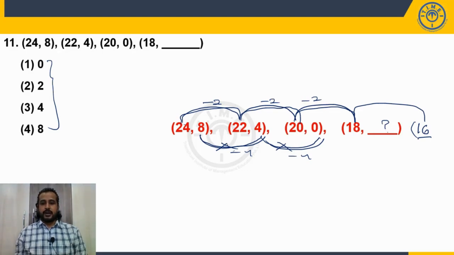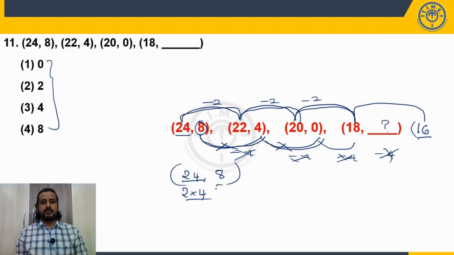So 8 minus 4, 4. 4 minus 4, 0. 0 minus 4, it should be minus 4. But minus 4 is not there in the choices. So definitely we should not think in this way. Think in a different way. What is this 2 into 4? 8. What is the first pair? 24, 8. The digits in the number are multiplied. So 2 into 4 is equal to 8. So it comes under digit logic. The digit logic can also be given in this form.